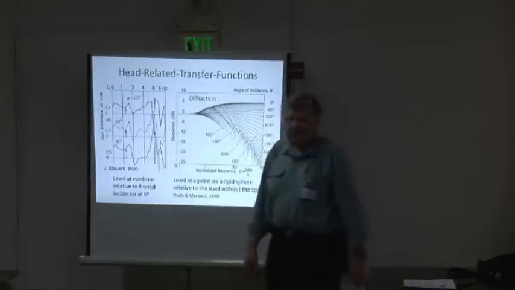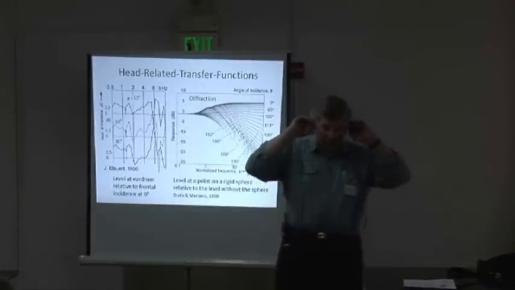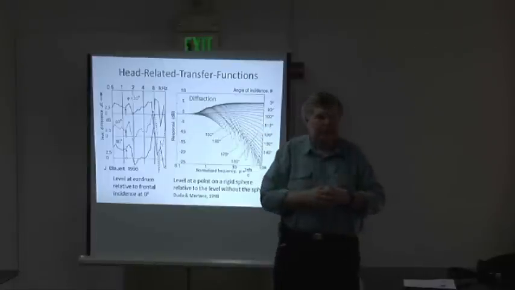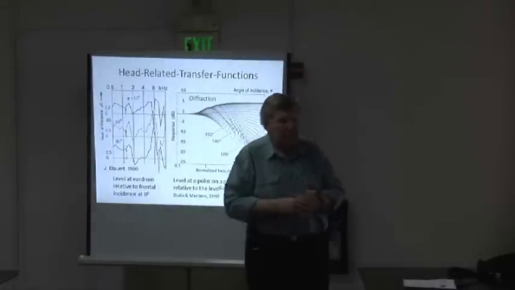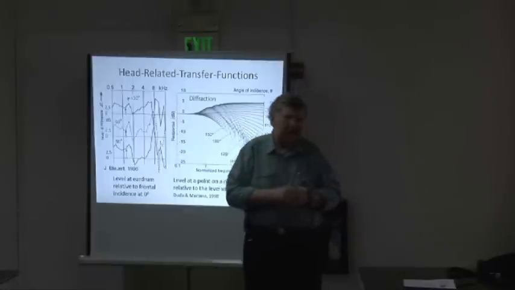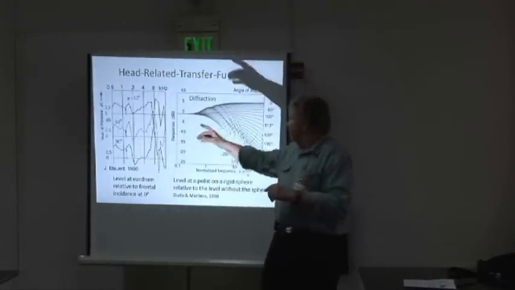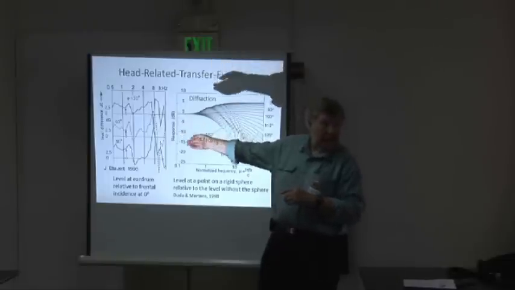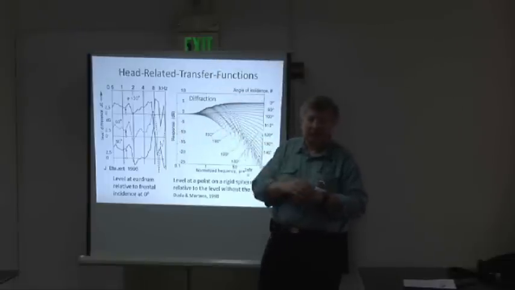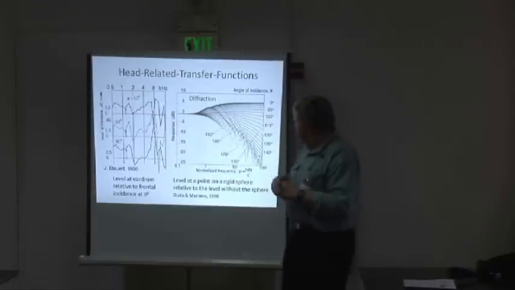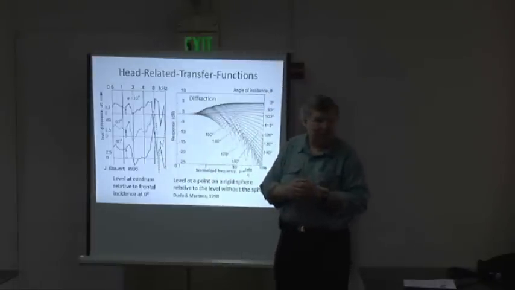And the fine detail of those changes has a lot to do with the shape of the pinnae, and it's very individual, and the ear canal. So when these head-related transfer functions are measured on real people, there's a lot of variation between individuals. So the best here is sort of an average out of I don't know how many test persons that were used. This is from Blauert in 1996, but this kind of measurement has been repeated many, many times.